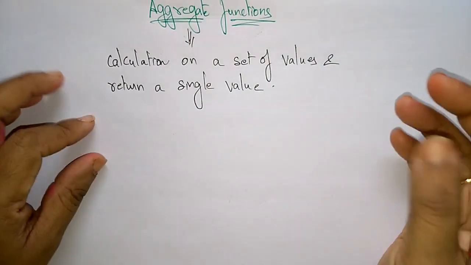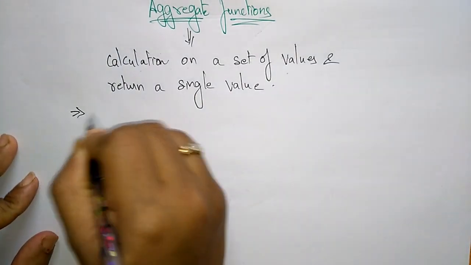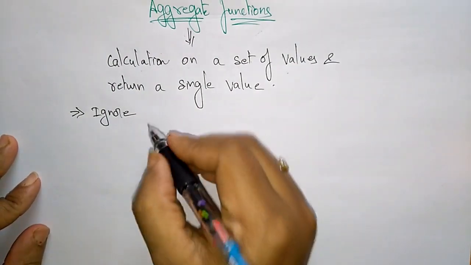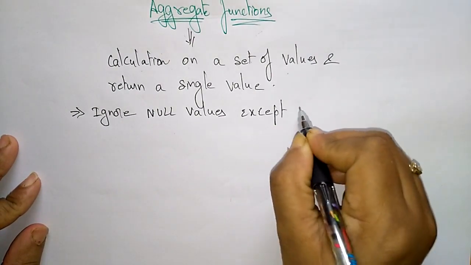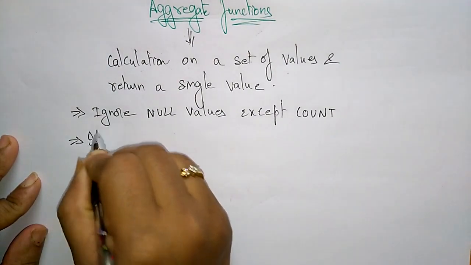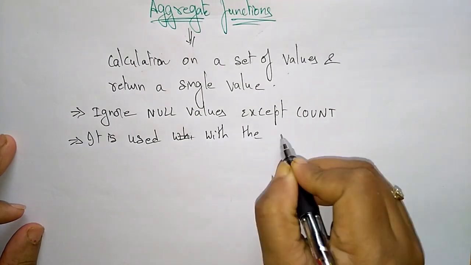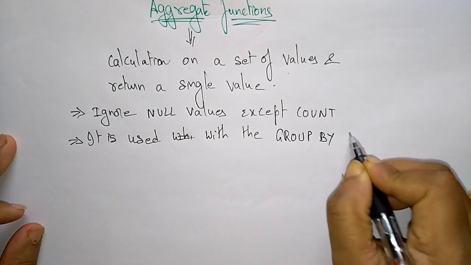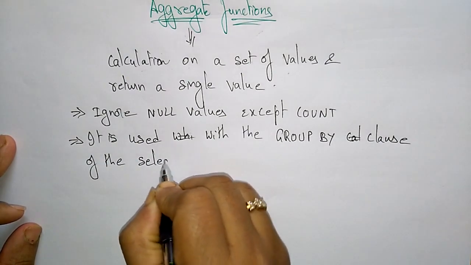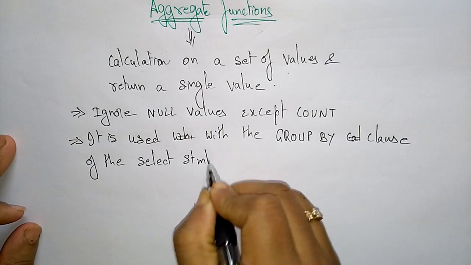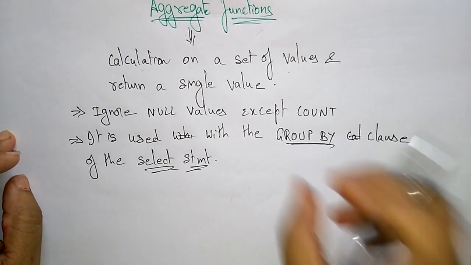If you take any such function, it calculates on a set of values and returns a single value as a result. And it also ignores null values, except count. It is used with the group by clause of the select statement. So if you want to use an aggregate function, we can use the group by clause in the select statement. Select the function name and you can write that query by using the group by clause.